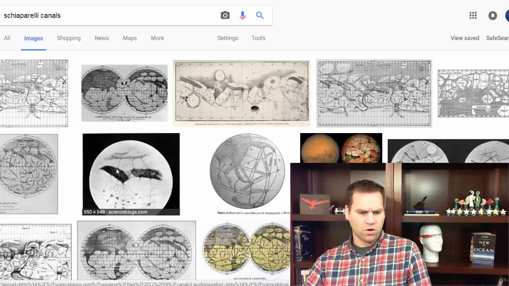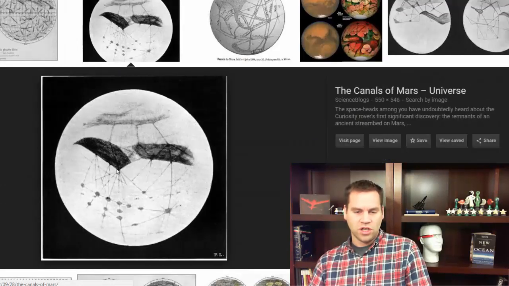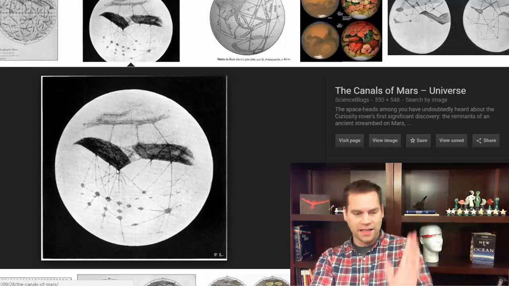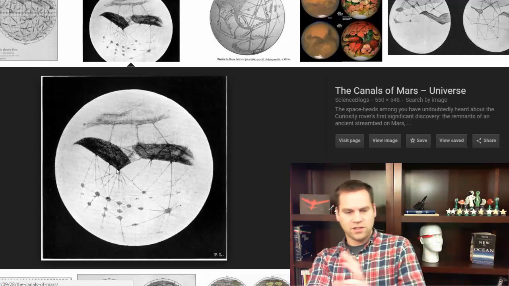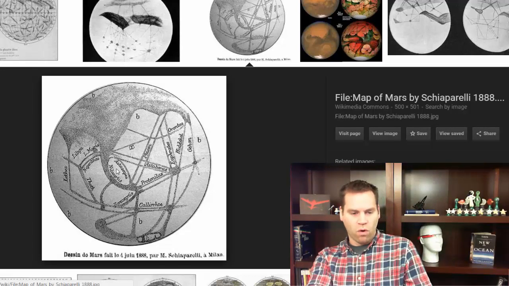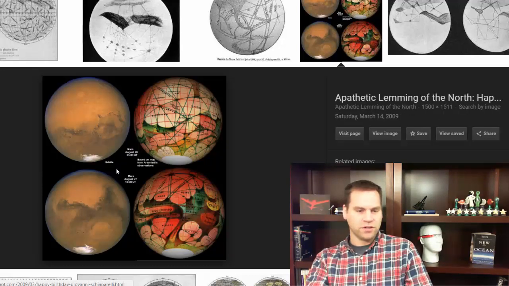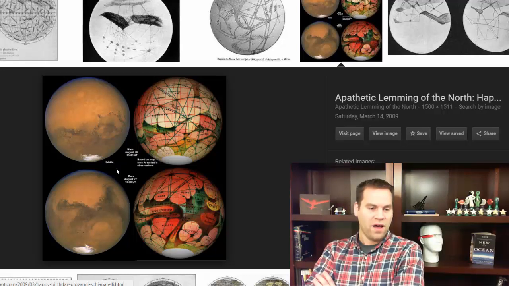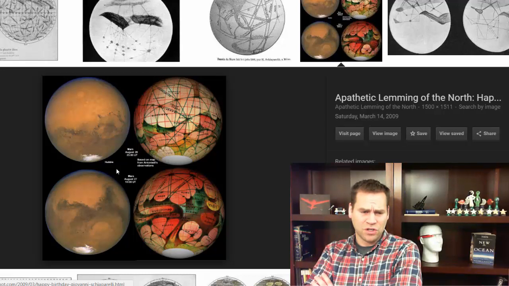And so here are some of the early drawings attributed to Schiaparelli, which show these canals connecting the highlands, the lowlands, cities to farmlands, bodies of water to where they live. This is kind of how it was interpreted. Here's a nice illustration which shows some of those canal drawings mapped onto more recent pictures of the surface of Mars from the Hubble Space Telescope. And it's difficult to see the connection.